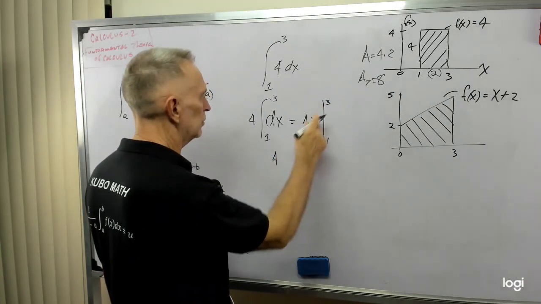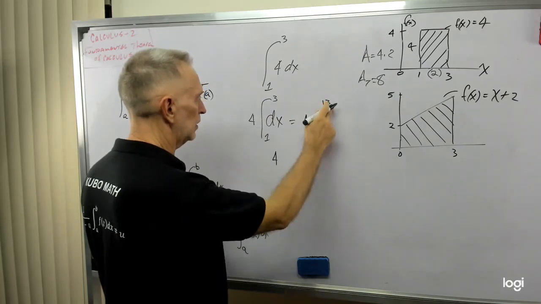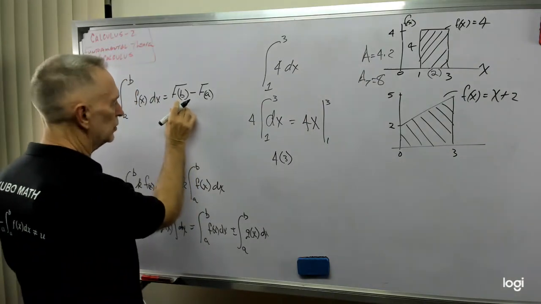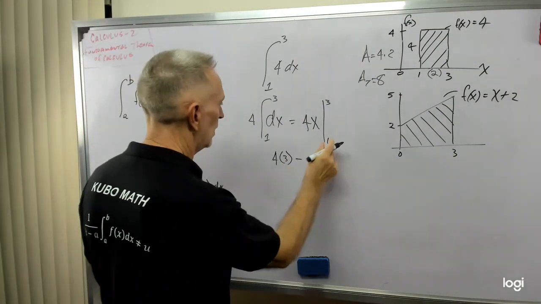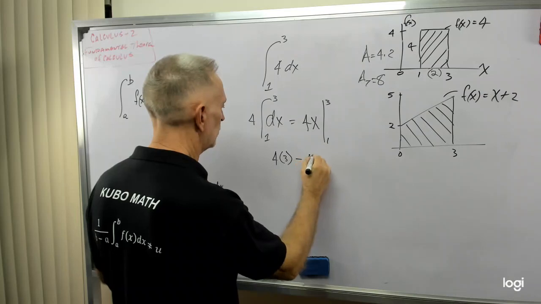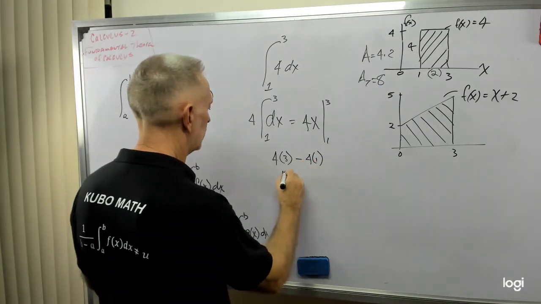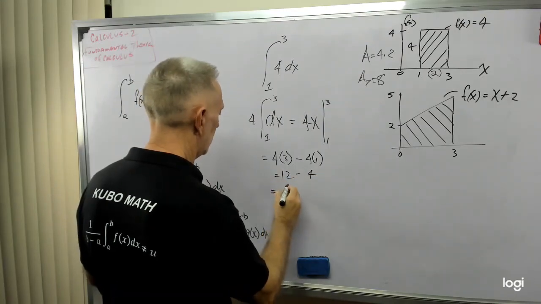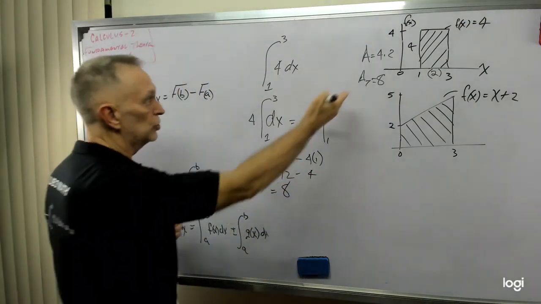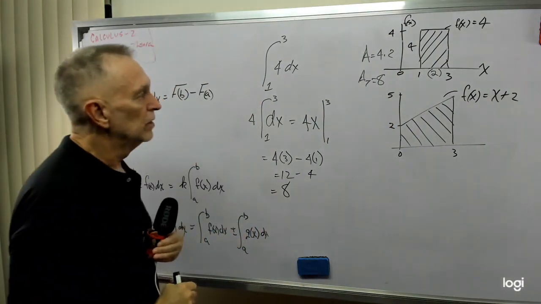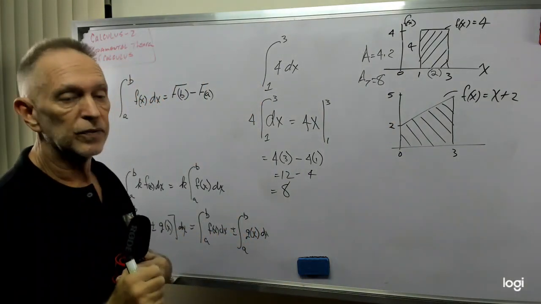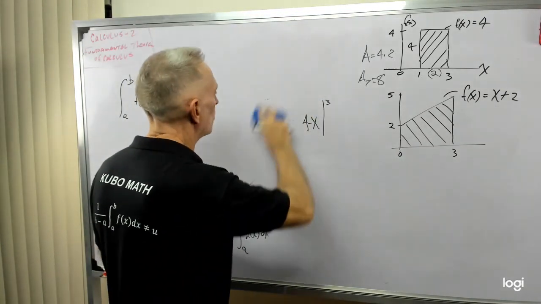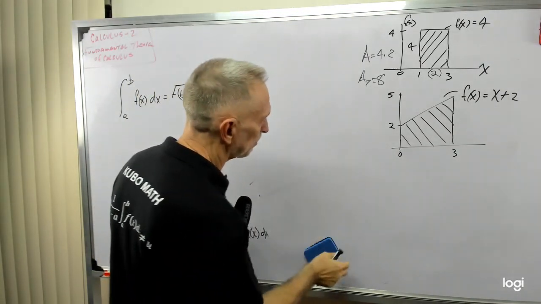So now let's insert x equals 3. So 4 times 3. Now let's subtract, working with the other limit, 4 times 1. 4 times 3 is 12, minus 4, oh look at that, equals 8, which we should have gotten. So that's how the fundamental theorem of calculus works to perform an integral. So let's keep rolling here.